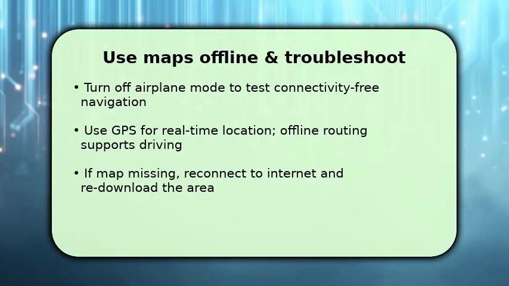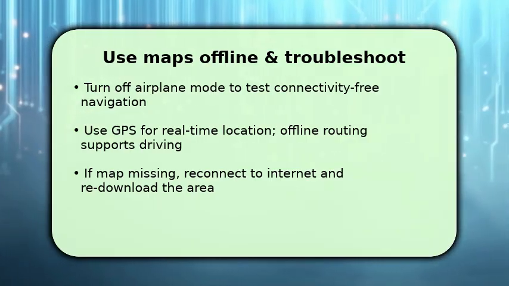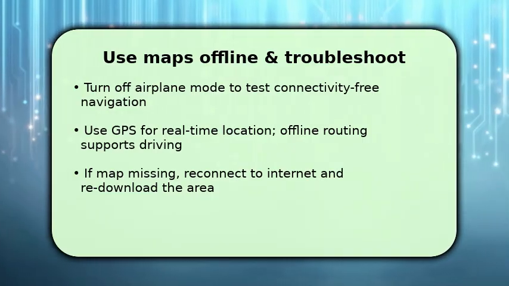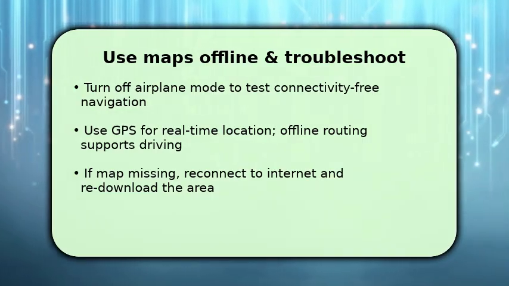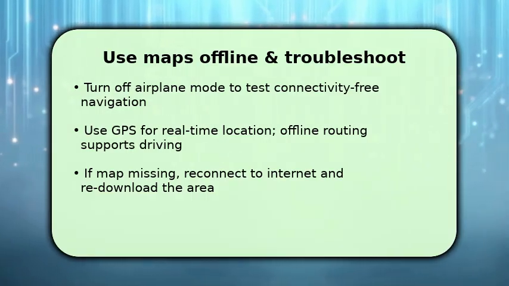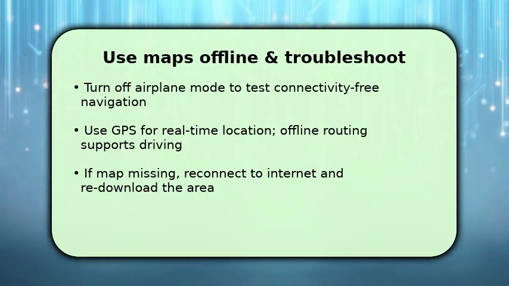If you lose the map or routing fails, reconnect briefly to update or re-download the map. This fixes missing tiles or expired data. One key troubleshooting tip: check storage permissions and available space, then re-download the specific area if problems persist.